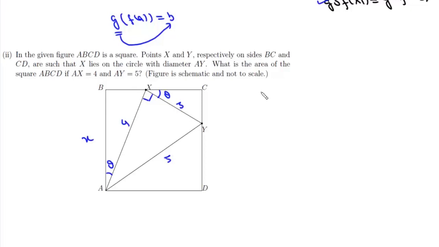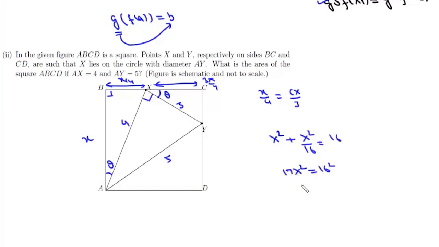So from here we can write x upon 4 will be equal to CX upon 3. So this CX is 3x by 4. So this value is 3x by 4. So this BX will actually be x by 4. Now in this right angle triangle, we have x by 4 and 4. Using Pythagoras, we can write x square plus x square by 16 will be equal to 16, or 17x square equals 16 square, or x square is simply 16 square by 17, and this x square is actually nothing but the area of this square, which we need to find.